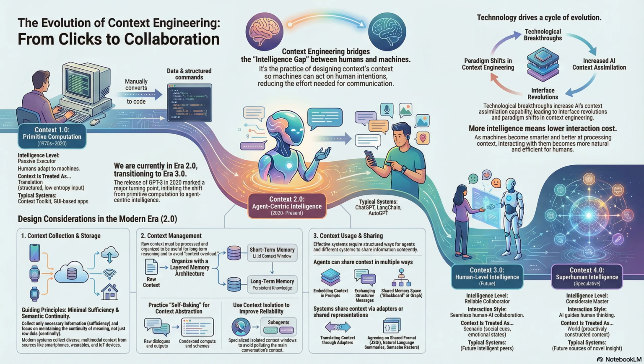And that brings us to the seismic shift. The paper identifies 2020 as the turning point, Era 2.0. The arrival of the large language models, GPT-3 and everything that followed. The paper calls this agent-centric intelligence. And the vibe shift here is just massive. We move from machines that demand low entropy to machines that can tolerate raw context. That's a big difference, isn't it?